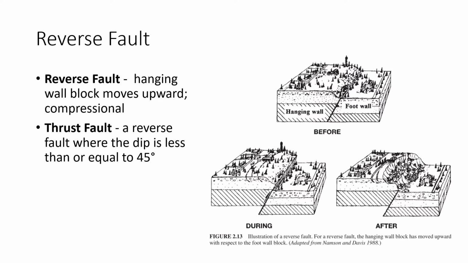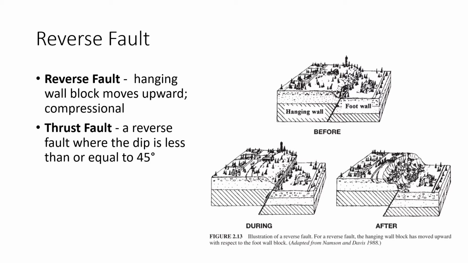Now, a reverse fault is a fault in a compressional regime. So your ground is compressing laterally, and for that, the hanging wall has to move upwards to accommodate the movement. You can see in the figure, in the before figure, your hanging wall is on your left and your footwall is on your right. And then during the earthquake, your hanging wall moves towards the left, and it also gets thrusted upward. Okay, so it essentially rises.